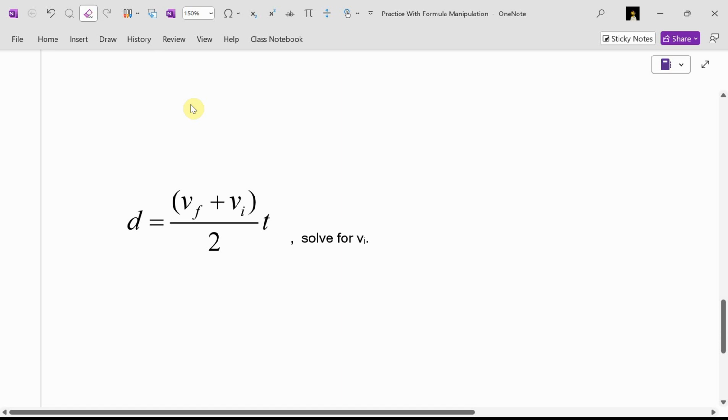Here's another one from our formula sheet. What do they want me to get by itself? It says VI. Can someone check on the formula sheet? Did I write D equals, and then in brackets, did I put VI plus VF times T, or did I put VF plus VI times T? Okay, you all know that's the row we're looking for.